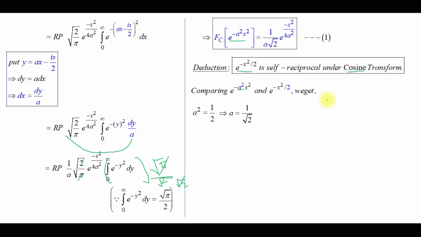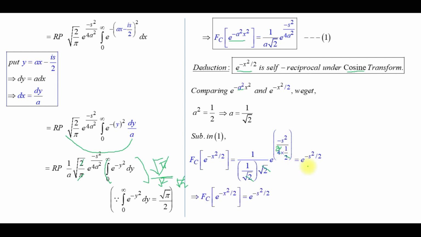Substituting in equation 1, we have Fourier cosine of e power minus x square by 2 equal to 1 by, what is a? 1 by root 2, into root 2 e power minus s square by 4. What is a square? 1 by 2. So now this square root 2 and this square root 2 cancel, this 2 cancels, which is equal to e power minus s square by 2. This implies Fourier cosine of e power minus x square by 2 equals e power minus s square by 2. Note that both are the same function, only the difference is here x, here s.